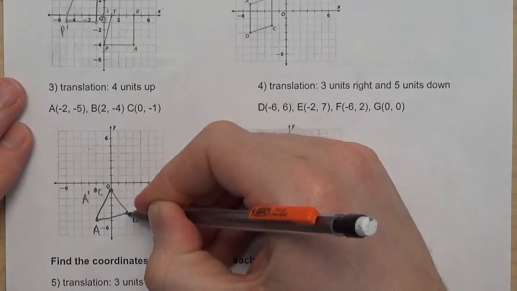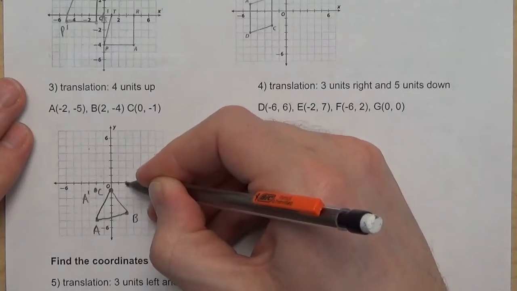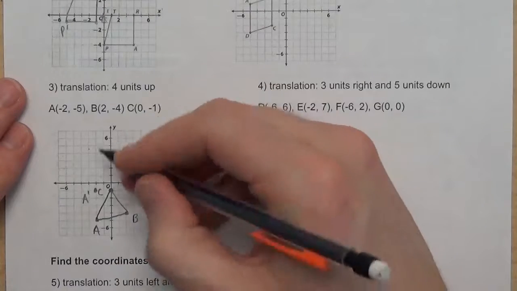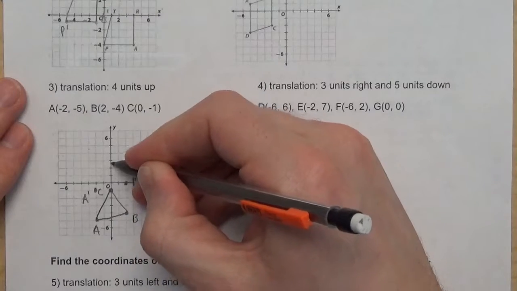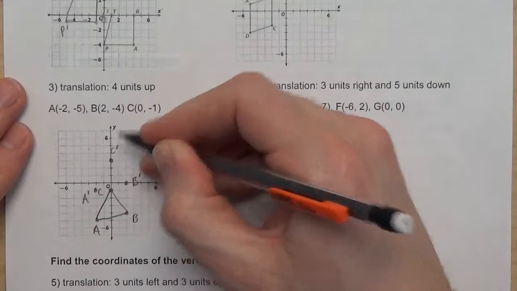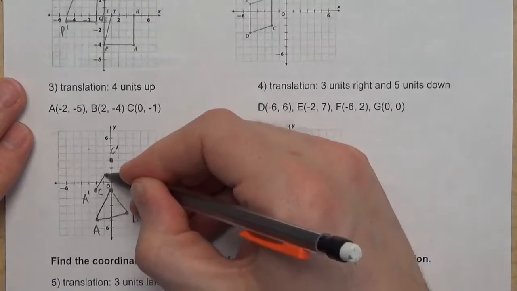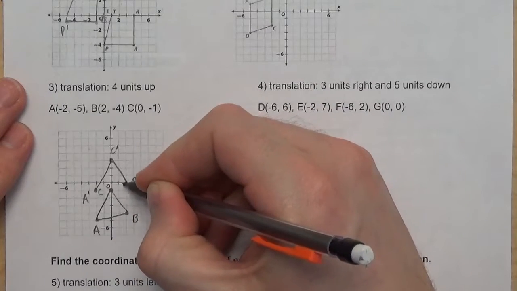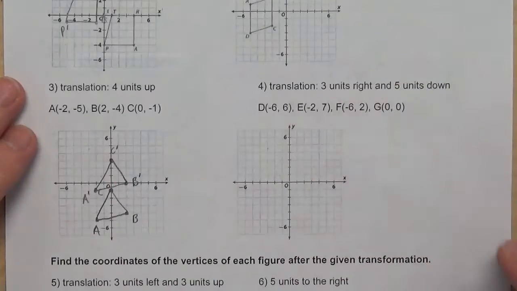Let's go to B. We're going up 1, 2, 3, 4. Label that B prime. And then C up 1, 2, 3, 4. Labeling that C prime. So we're going to connect those. There we go.